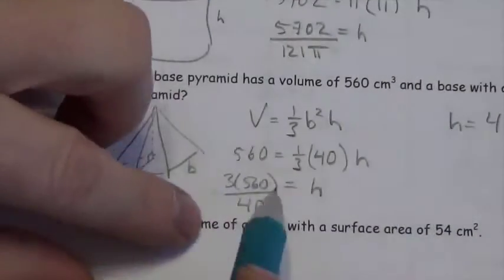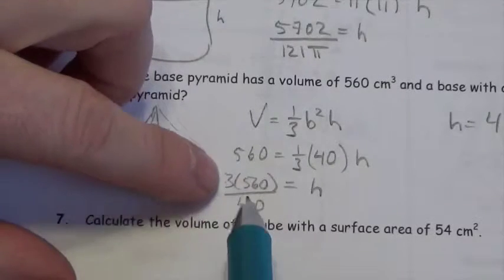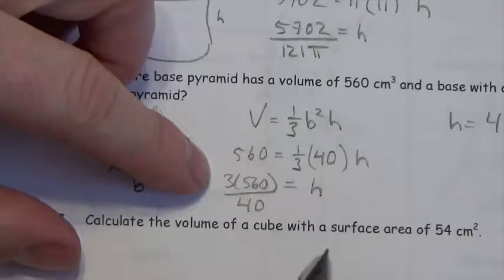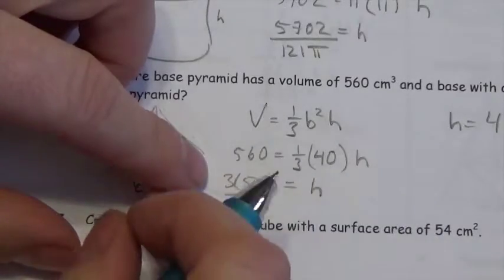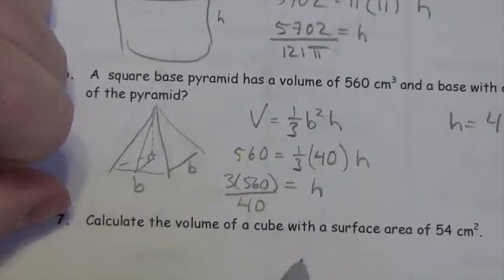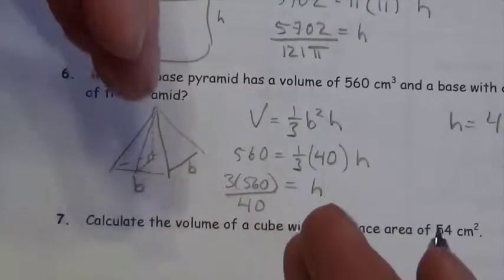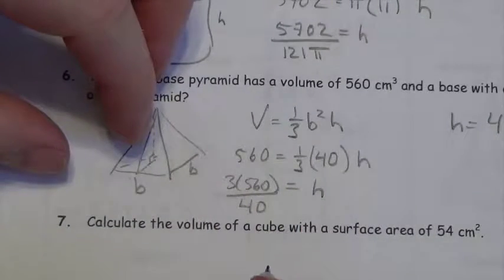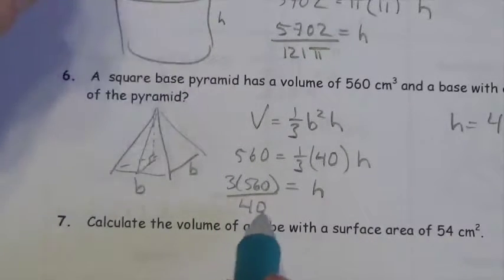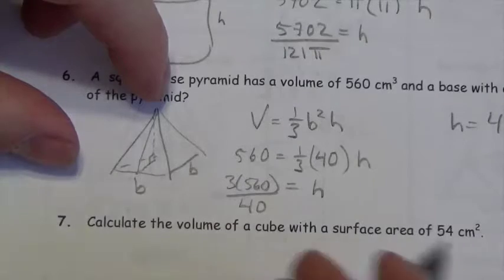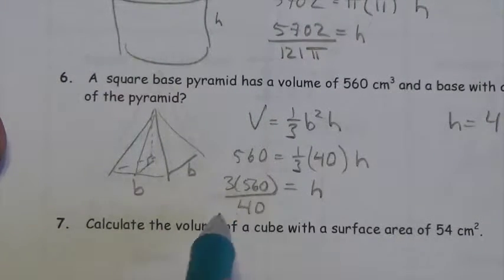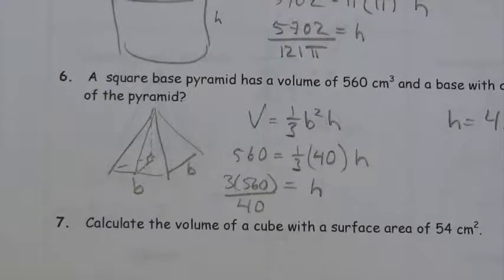Now in this particular case, when I enter this into my calculator, I don't need to worry so much about putting parentheses around the numerator. The reason is that the calculator will assume, when I multiply numbers together, that they are in the numerator, and whatever you divide by goes into the denominator. Because I'm only dividing by that single number, 40, the calculator had no problems with me just entering 3 times 560 divided by 40, and it gave me the correct answer.